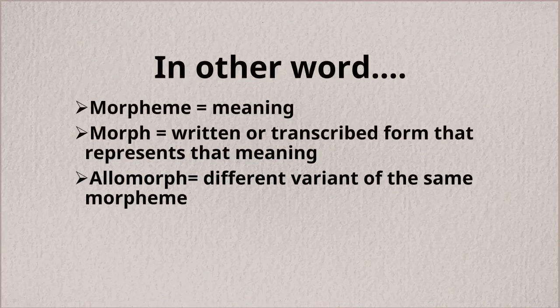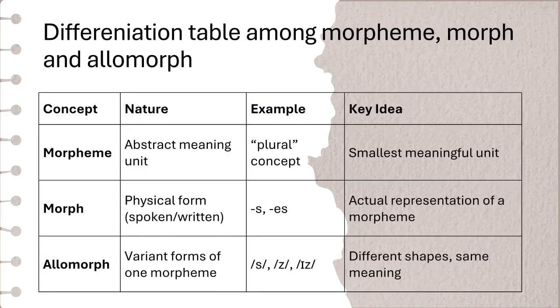In short, morpheme equals the meaning, the abstract idea. Morph equals the form, what we hear or see, the written or transcribed form. Allomorph equals variations of that same form in different environments. Together, they show how meaning moves from the mind to the sound, from the abstract to the concrete. Let's take a final look at all three concepts side by side to really see how they connect.